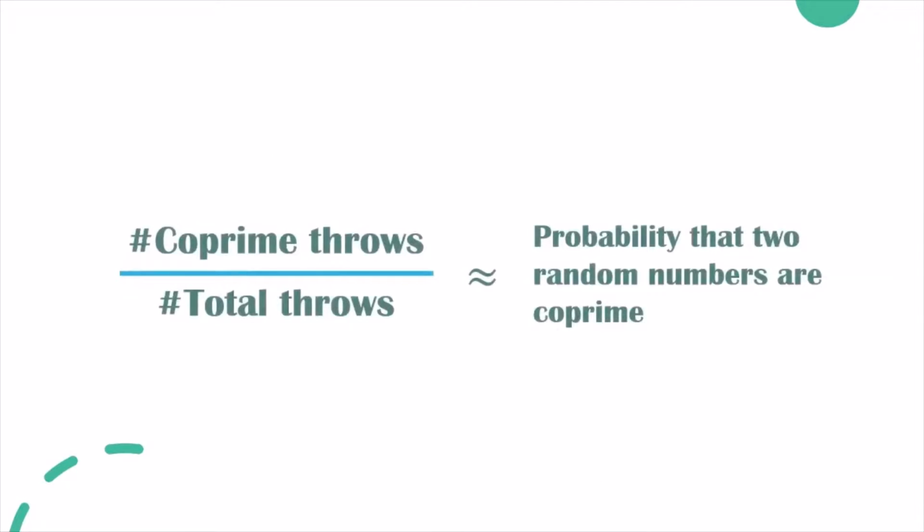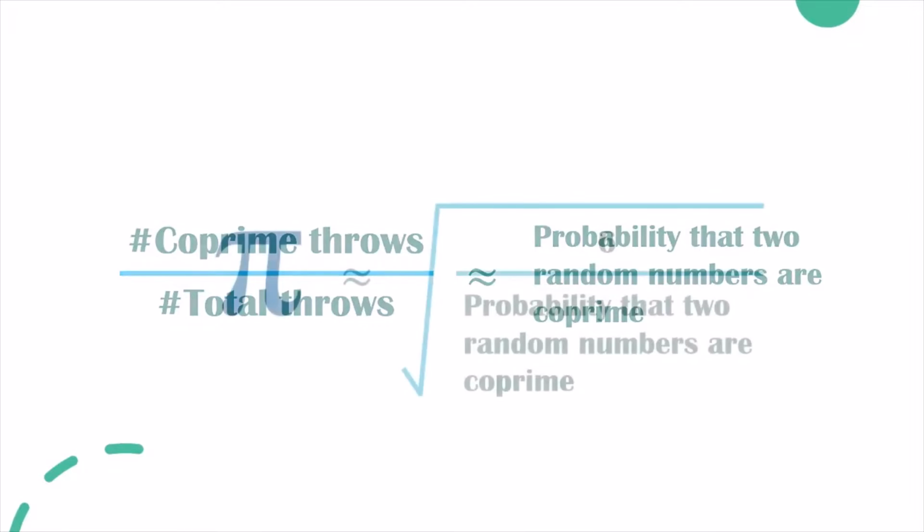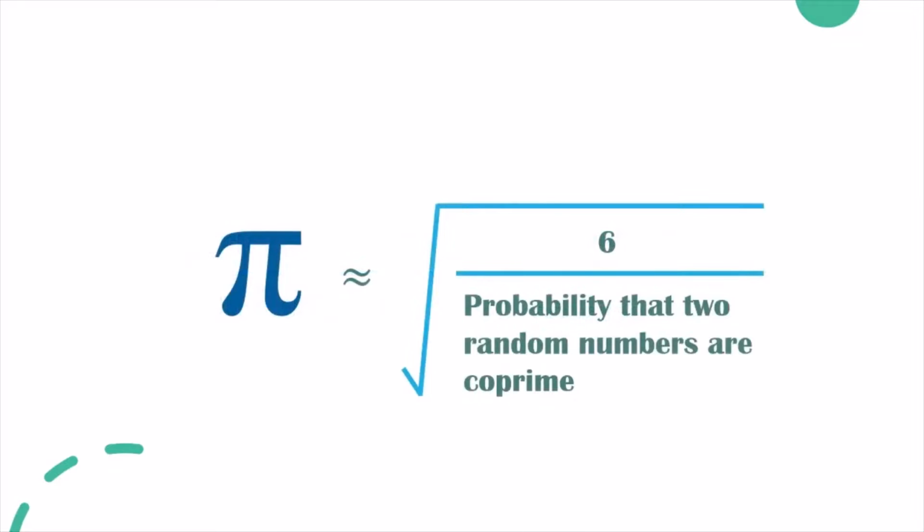Repeating this for as many throws as possible and keeping score of how many pairs are found to be coprime and how many throws have been done in total, then the ingredients are there to find pi. Dividing the number of coprime throws by the total number of throws will estimate the probability that 2 random numbers are coprime. Then, pi is approximately equal to the square root of 6 divided by the probability.